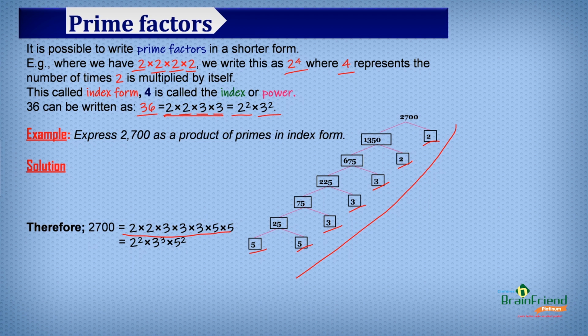Now notice that the number 2 appears twice. So we have 2 raised to power 2. The number 3 appears 3 times. So we have 3 raised to power 3. And the number 5 appears 2 times. So we have 5 raised to power 2. So this is the number 2700 expressed in index form.